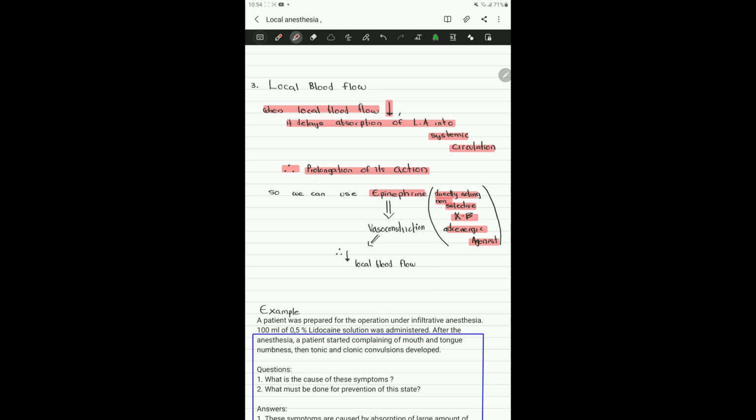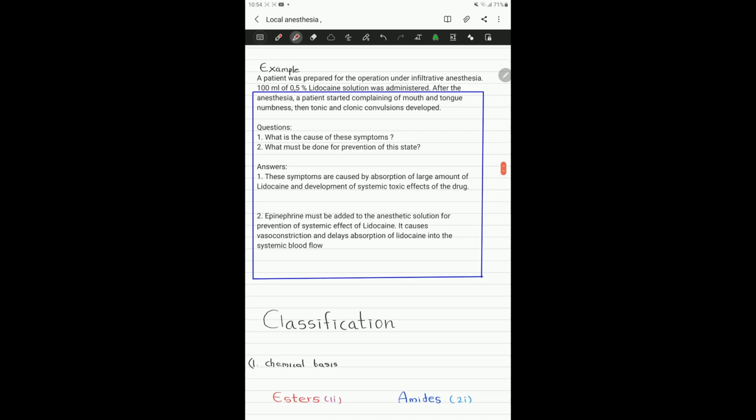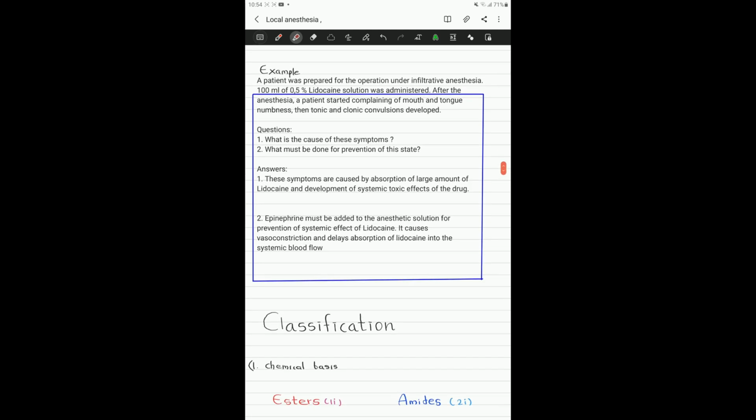Epinephrine causes vasoconstriction. Therefore, it decreases blood flow. So, by this reduction of blood flow, less of the local anesthetic is absorbed into systemic circulation, and this causes prolongation of its action.